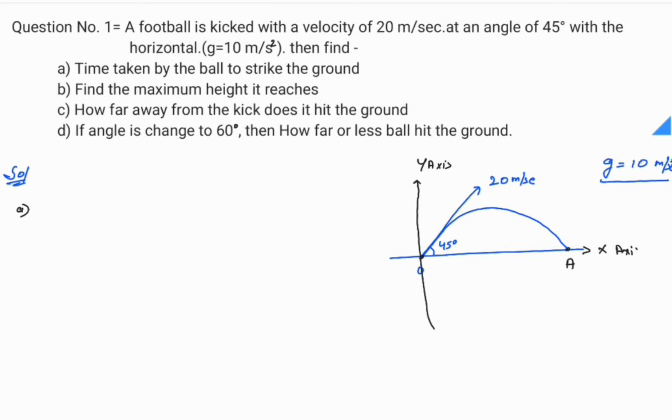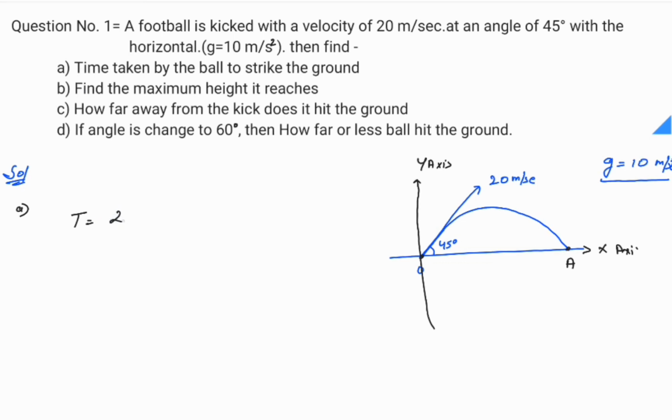It is the same as the flight time, the time which the ball has taken to reach from point O to A. What is the formula for that? We know the time is 2u sine theta divided by g. This is the time taken by the ball to reach point A, where it again hits the ground.